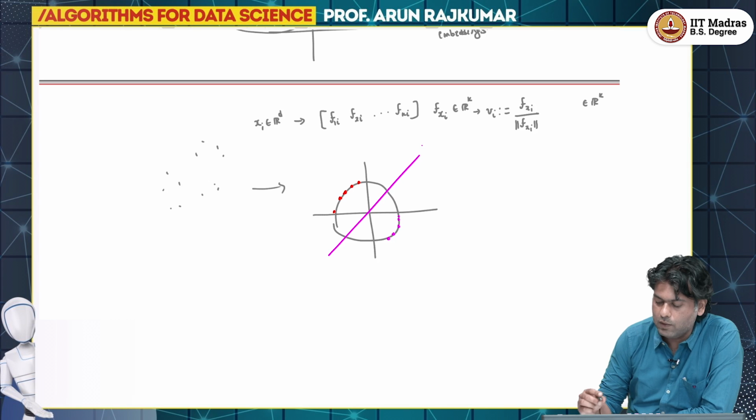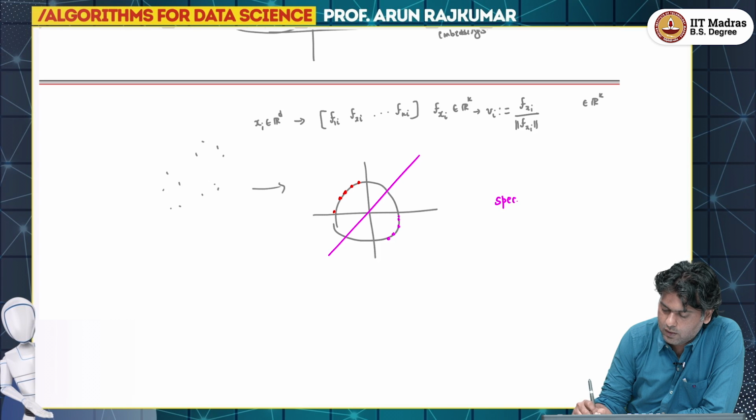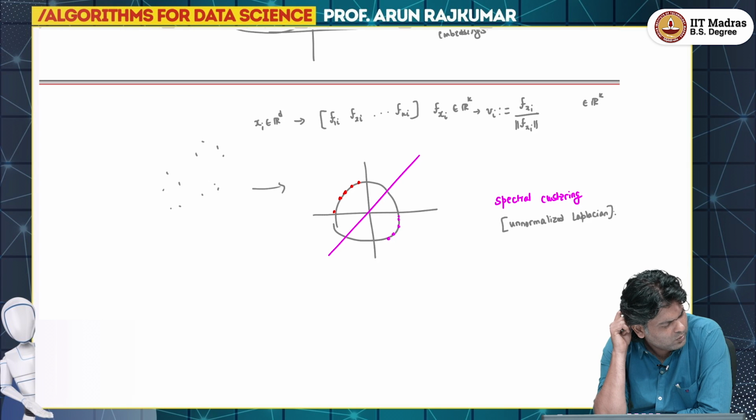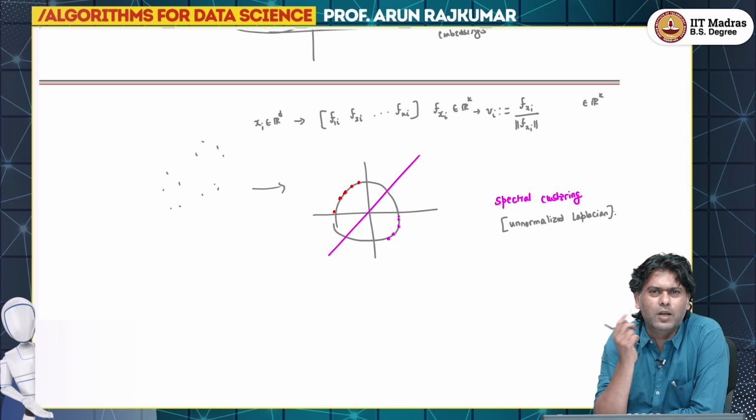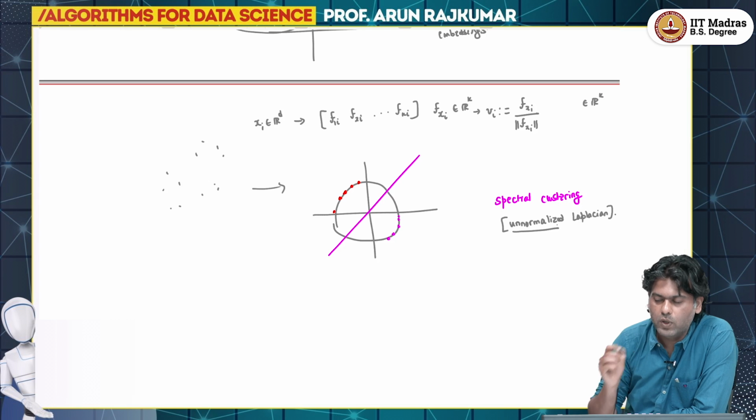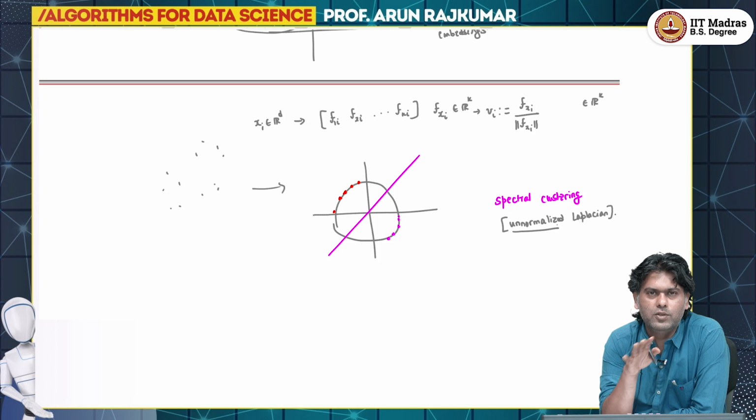So, this is the full-fledged spectral clustering algorithm. Again, there are a lot of caveats here. This is using what is called an unnormalized Laplacian. There are other versions of the Laplacian matrix that one typically uses in practice also. The one that we have been talking about is the unnormalized Laplacian, just D minus W.